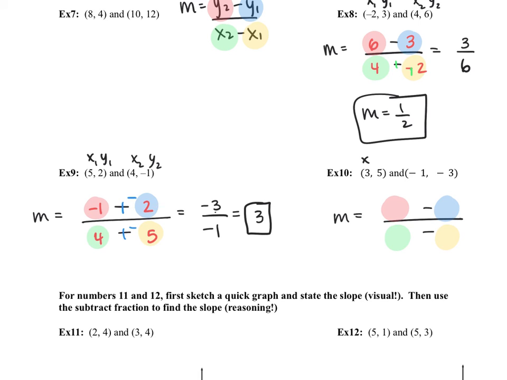On example 10, I know some classes did this, some classes didn't. So x, y, 1s and 2s. And so I've got -3 minus 5, that's y2 minus y1, -1 minus 3. I do keep change opposite in both cases, which would get me -8 over -4, which is going to simplify to a slope of +2, because 2 negatives make a positive.